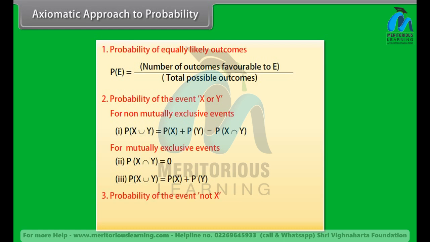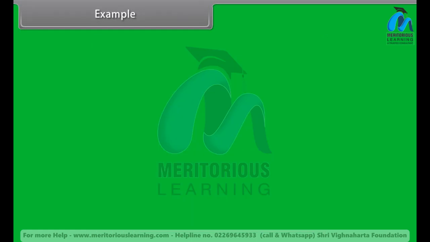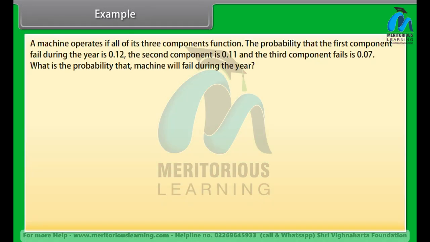Probability of the event not X. P(X dash) is equal to P(not X) is equal to 1 minus P(X). Example. A machine operates if all of its three components function. The probability that the first component fails during the year is 0.12. The second component is 0.11. And the third component fails is 0.07. What is the probability that the machine will fail during the year?